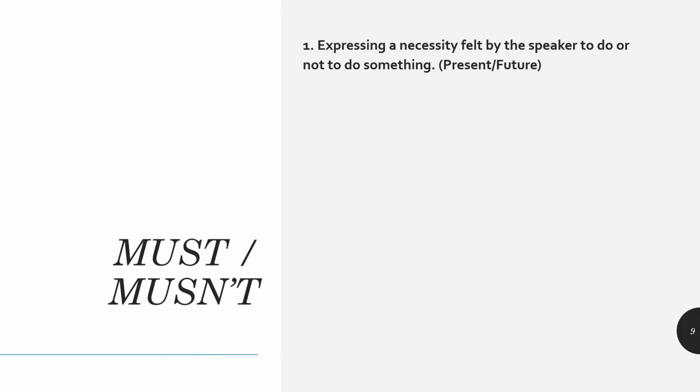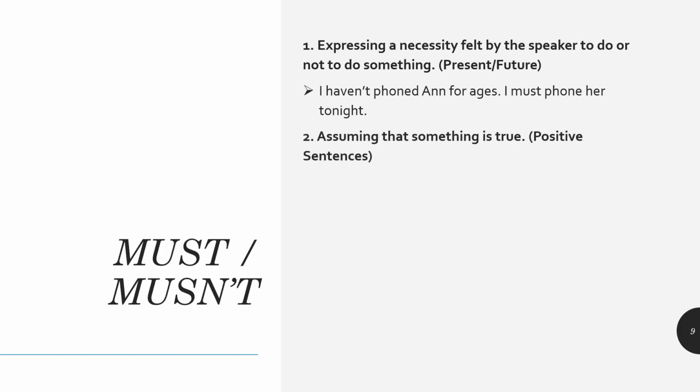Must and mustn't. We use must to express a necessity felt by the speaker to do or not to do something in the present or future. We all know that must is generally used to express an obligation, but this obligation is felt by the speaker himself. I haven't phoned Anne for ages. I must phone her tonight. Assuming that something is true in positive sentences, she must be glad that her son came home safe and sound.